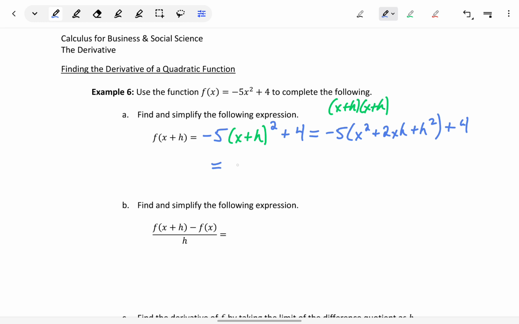Now distributing through the negative 5, this will leave us with negative 5x squared minus 10xh minus 5h squared plus 4.